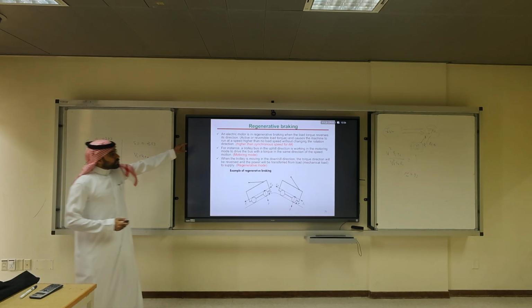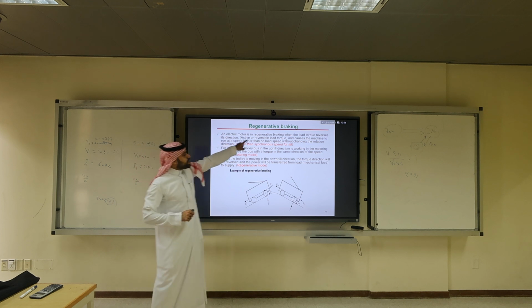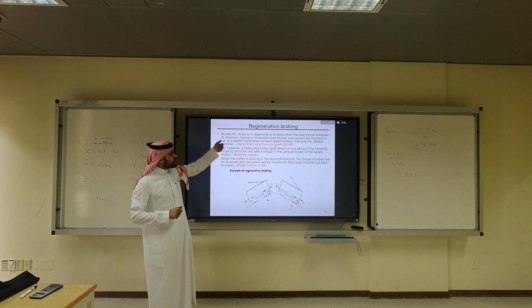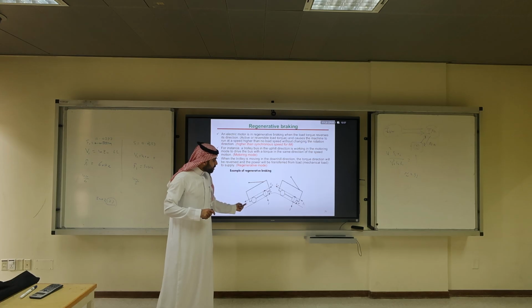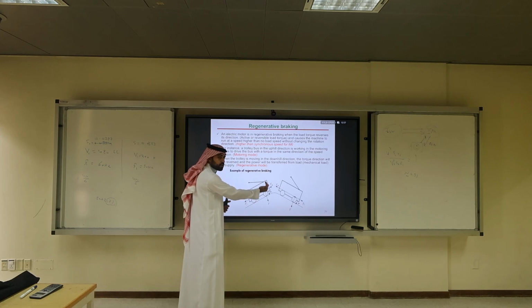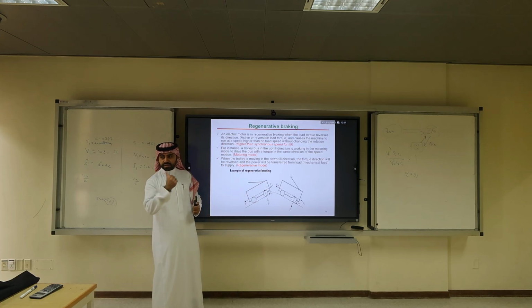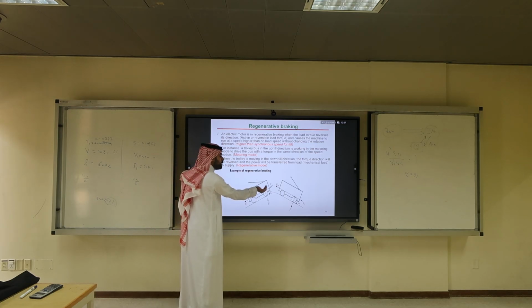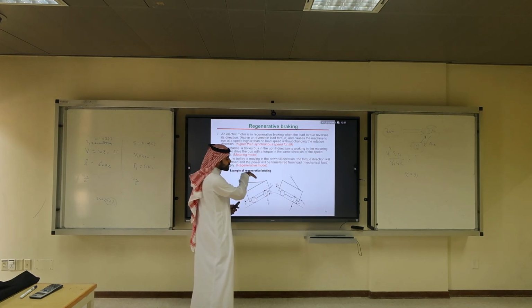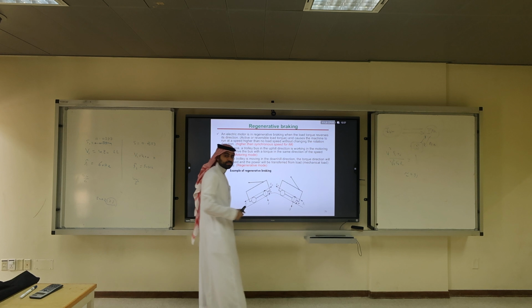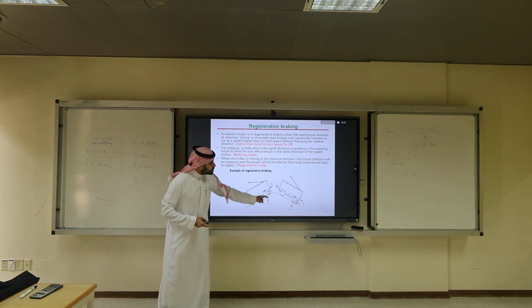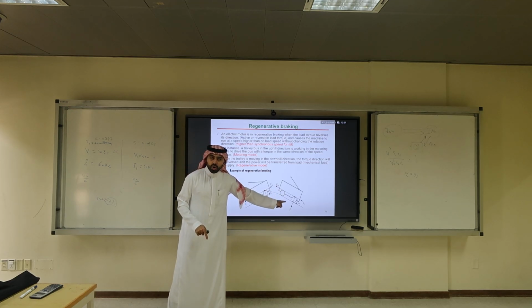Now, an electric motor is in regenerative braking when the load torque reverses its direction. Now, what is the direction of the torque here? If the car is going uphill, the torque is pushing the car clockwise, right? Gravity pulls the car down. So the torque will be counterclockwise. If the car is going down, what is the torque? Going to the right direction. So at this point, the load torque reverses its direction from counterclockwise to clockwise.